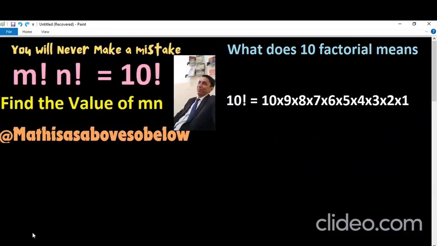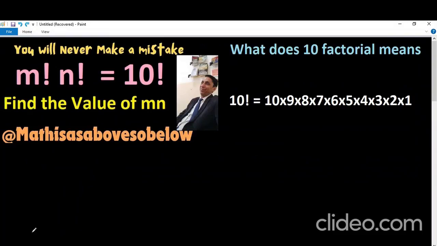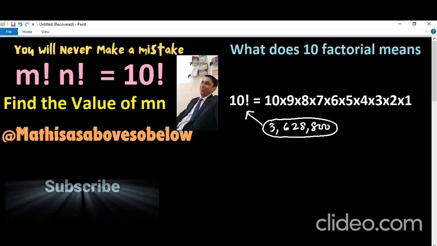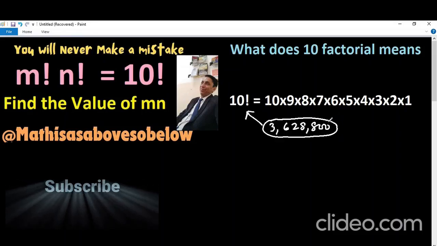Okay, so to begin with, I'll be explaining what 10 factorial means. 10 factorial means 10 times 9 times 8 times 7 times 6 times 5 times 4 times 3 times 2 times 1, which is going to give us a value of 3628800. When you multiply all these numbers, you will get this value. This stands for 10 factorial. So the factorial concept is understood.